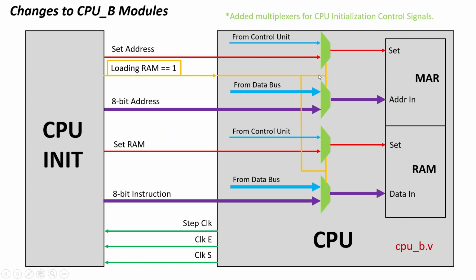So when we're loading RAM, that is our selection signal to all of the multiplexers. In that case, all of the control signals for the memory address register and the RAM are propagated through the mux when we are loading RAM, and so they'll be controlled by these signals coming from the CPU init, which will be driven by the CPU clock that goes into the CPU init. And now when loading RAM is 0, all the CPU init signals will be cut off in the multiplexer, and what controls the MAR and the RAM are the internal CPU signals from the control unit and the data bus.